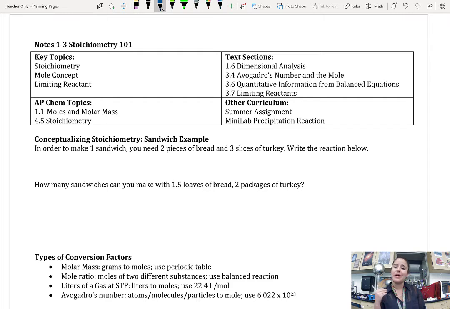This is something that you probably have some idea about from prior chemistry classes, but I think it is always good to go back over it and review it some more. Okay, so first I want to work on us just kind of conceptualizing stoichiometry, and we're going to do that with a sandwich example.